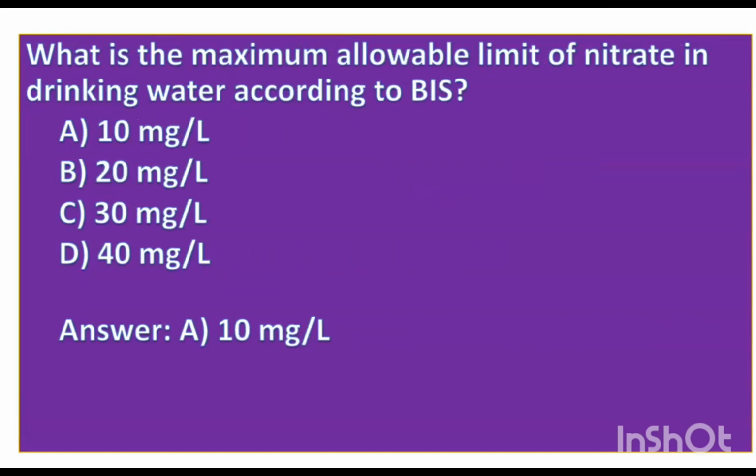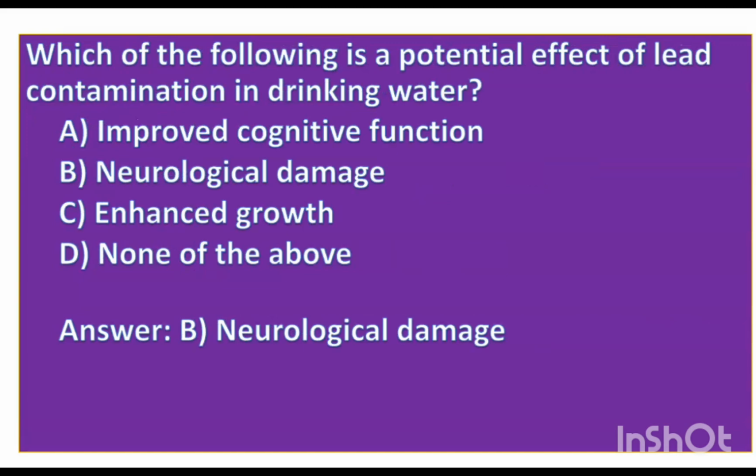What is the maximum allowable limit of nitrate in drinking water according to BIS? Options: 10 milligram per liter, 20 milligram per liter, 30 milligram per liter, 40 milligram per liter. Answer: 10 milligram per liter. Which of the following is a potential effect of lead contamination in drinking water? Options: improved cognitive function, neurological damage, enhanced growth, none of the above. Answer: neurological damage.